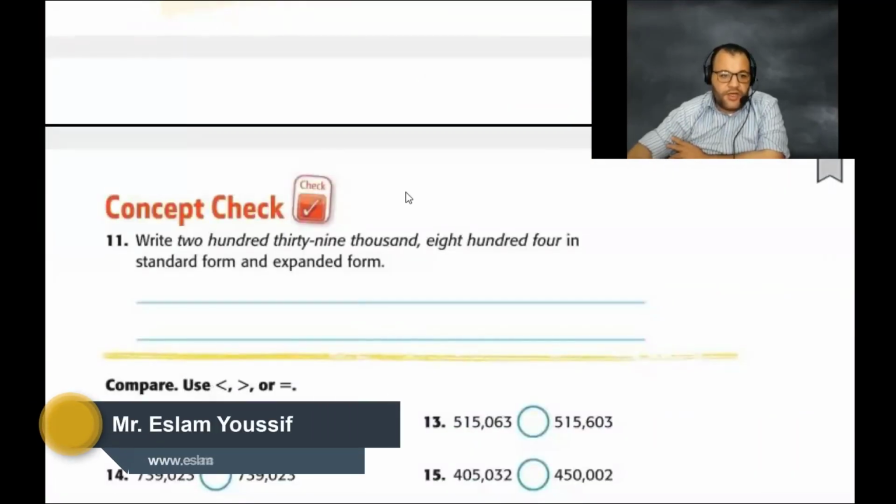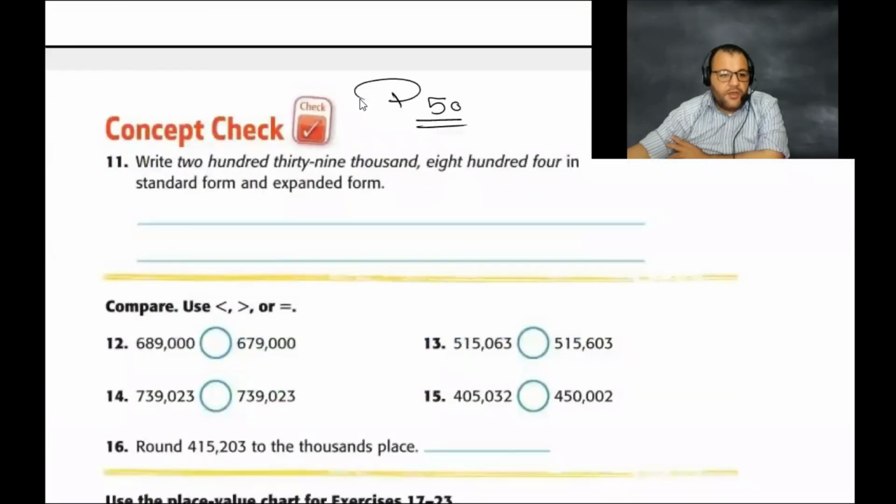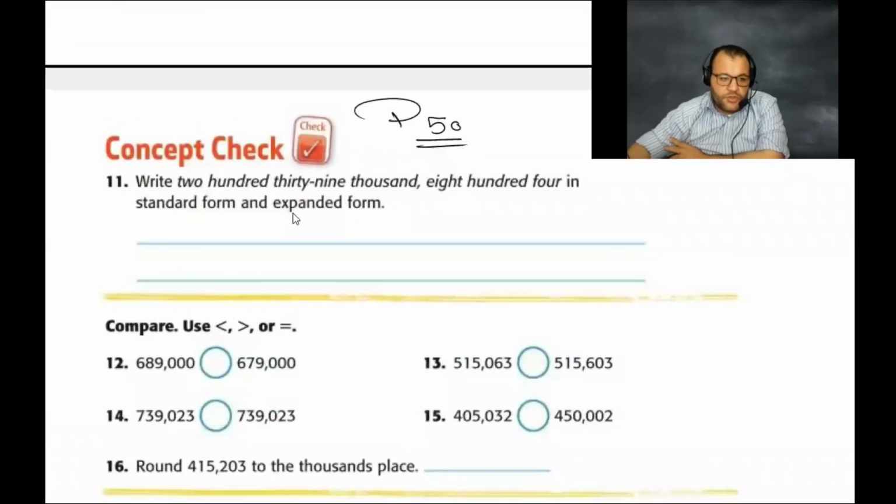Now we are solving on page 50. That's the second page. So we need to write the number 239,804 in a standard form and an expanded form. Elias. Yes. Okay. Question number 11.